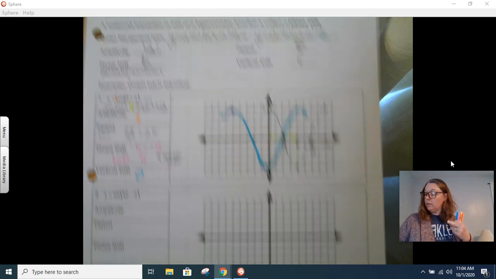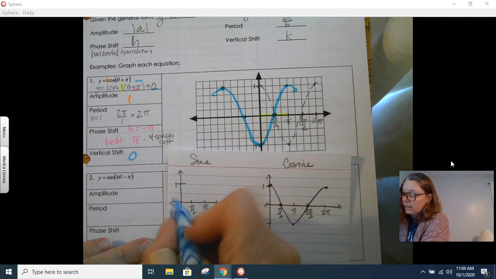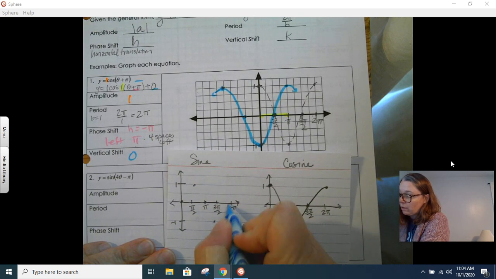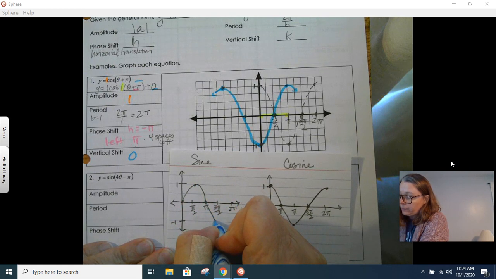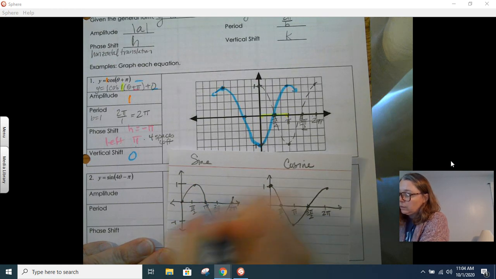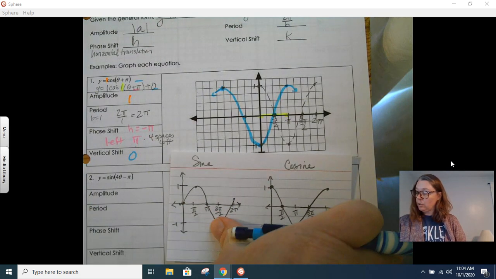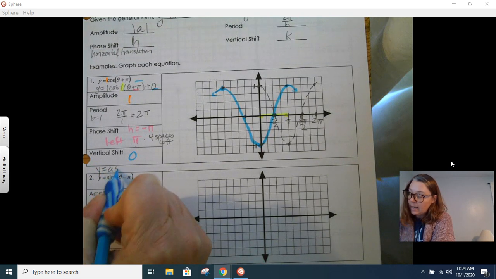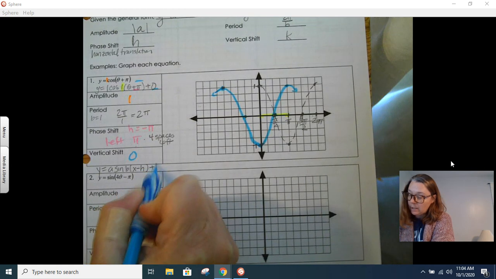This is a sine. So we're going to think in our brain, okay, what does the parent function for the sine look like? That's the one that starts at the origin. So this is just my parent function from the sine that we talked about before. And let's compare this equation to my parent function, so y equals a sine b x minus h, or theta minus h, plus k.